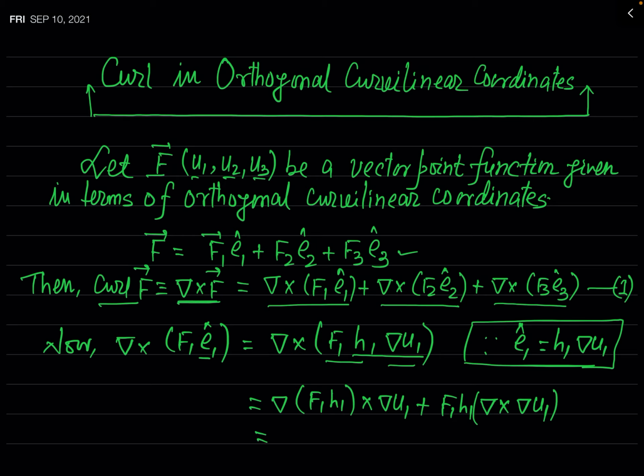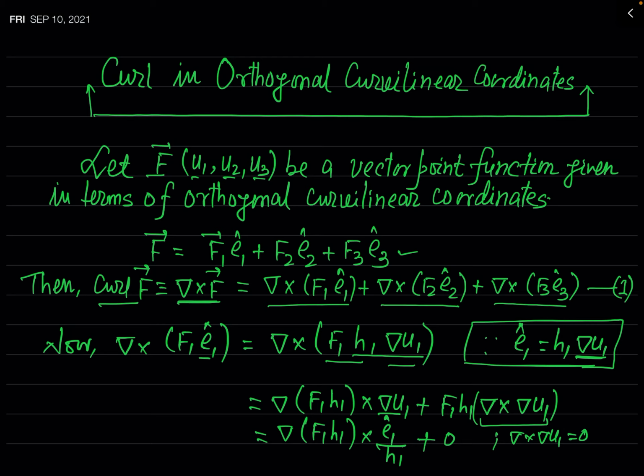Now see here, this del f1 h1 means gradient of f1 h1, and this del u1 you can see from here may be written as e1 hat over h1. So instead of this del u1 vector, I am just writing e1 hat over h1. And the second term is in fact a curl of gradient of a scalar function, but curl of gradient of any scalar function is always 0. You can say that this del cross del u1 is equal to 0. So the second term vanishes, only the first term remains non-zero.